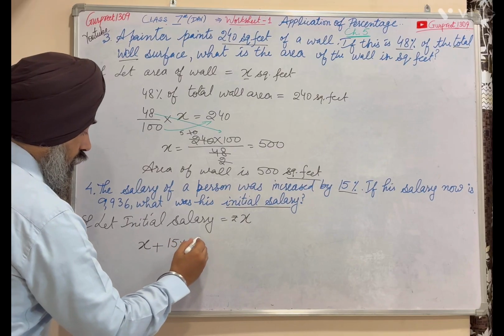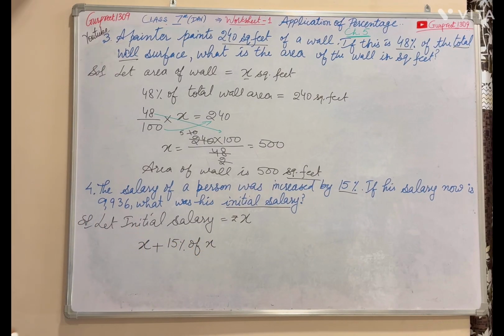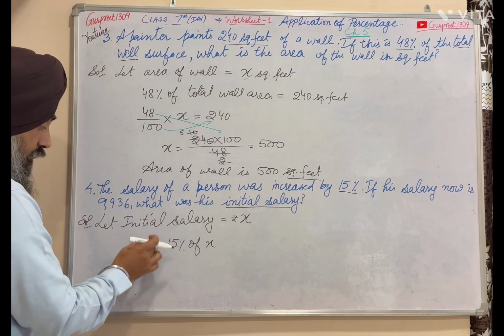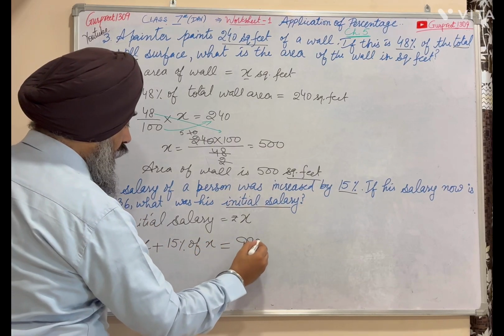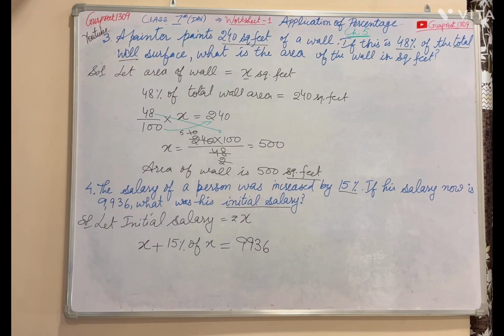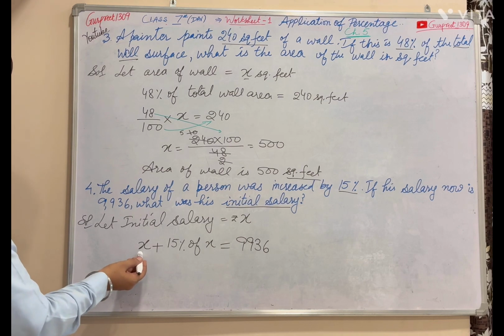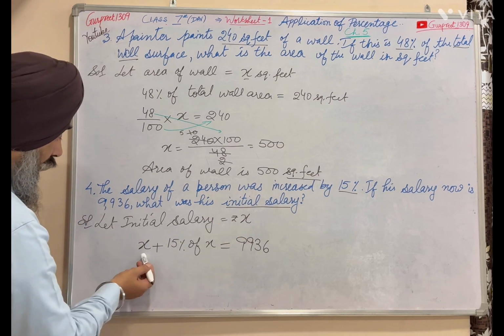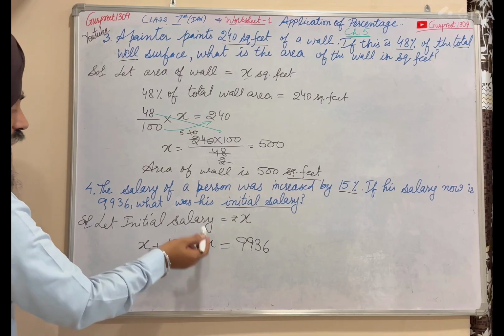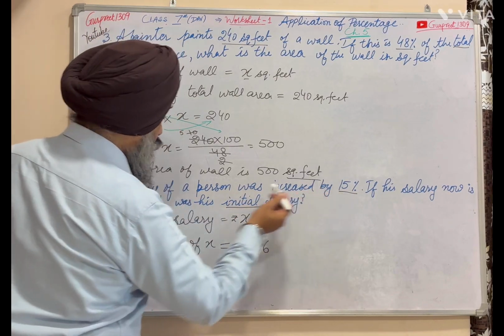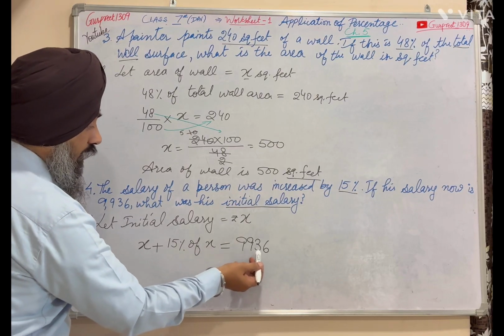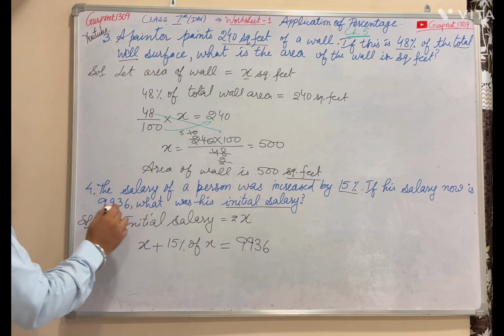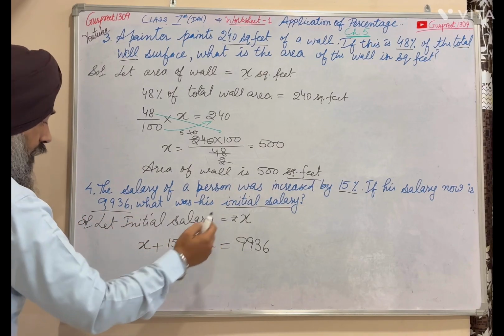So the salary is increased by 15%, that means 15% of x is the increment. It is an increase, that is why we have applied a plus here. So after the increase, it becomes 9936. First of all, with the help of the statement, we have changed this into an equation, with initial salary x and 15% of x, as written here, increased by 15%. His salary now is 9936, so this will be placed here.